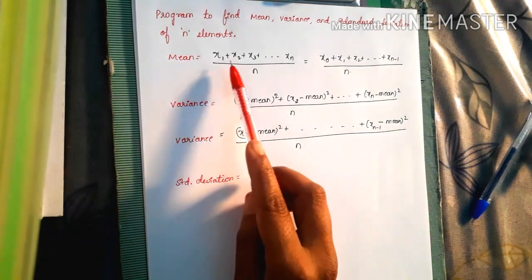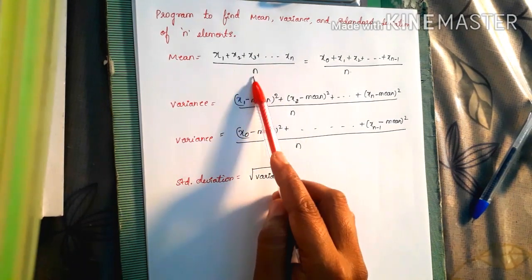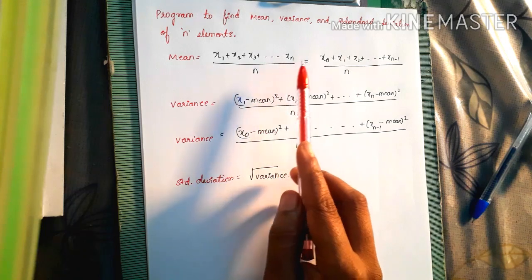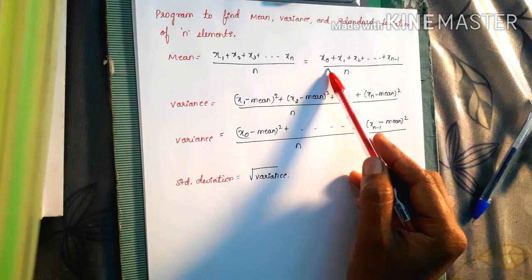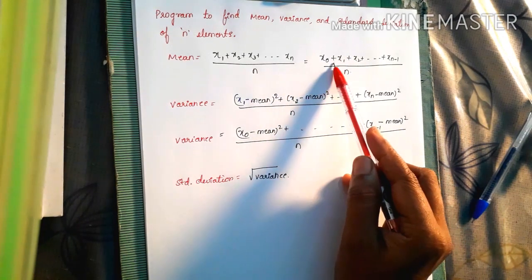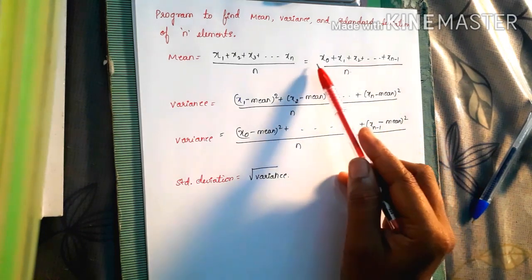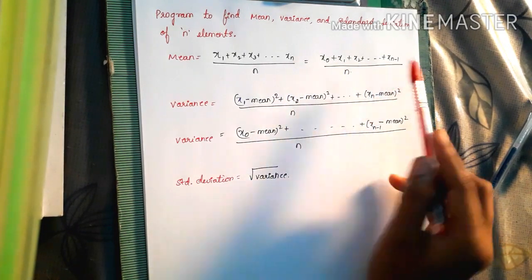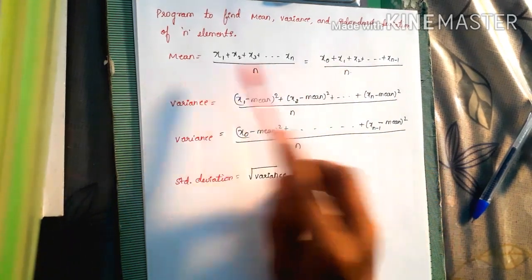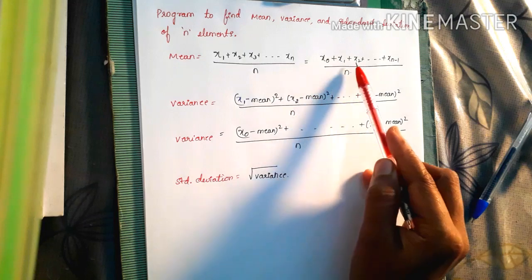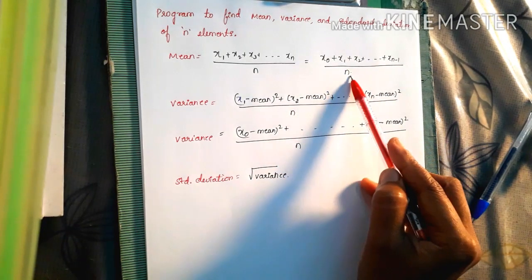Sum is x1 plus x2 plus x3 up to xn divided by n. But position of the array element starts from 0. So that's why I'll take another formula for mean, that is x0 plus x1 plus x2 up to xn minus 1. Here also there are n elements, but the position of the array element starts from 0. So therefore mean is x0 plus x1 plus x2 up to xn minus 1 divided by n.